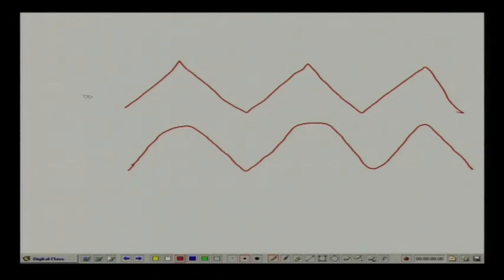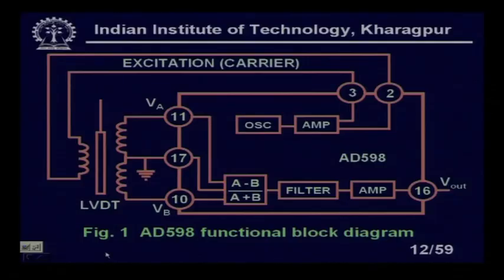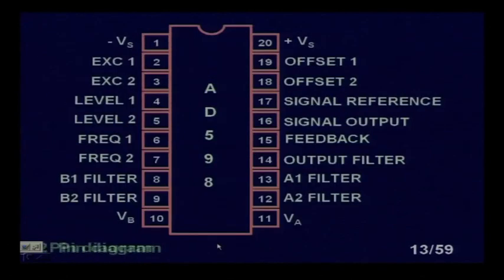And the frequency of this triangular wave, or the approximated sine wave, is determined by an external capacitor, clear, right. So, this voltage will be divided by A plus B. So, it will give you the filter. This is a block diagram, but inside there is a much more detailed circuit. This is the chip pin diagram. We can see that it is a 20 pin DIP package.